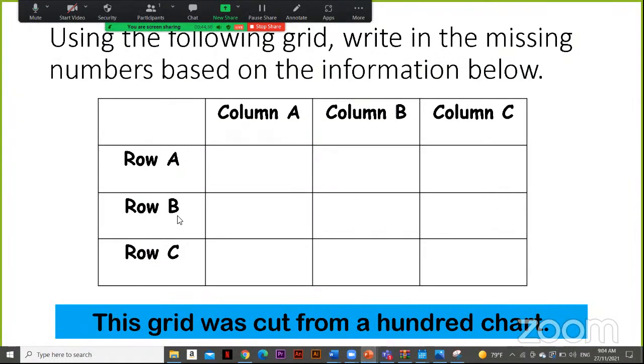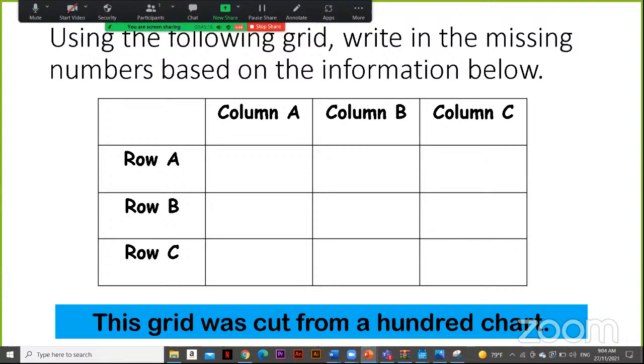So this chart here was cut out from a hundreds chart. And we have column A, column B, column C, and row A, row B, row C. Of course, we're all on the internet, so you can go ahead and find your own hundreds chart to help you with this. Or, of course, we can go about exploring how to complete this.